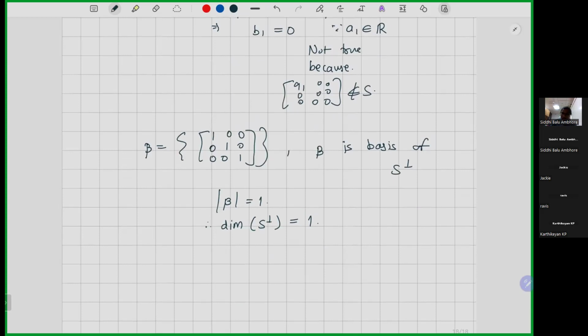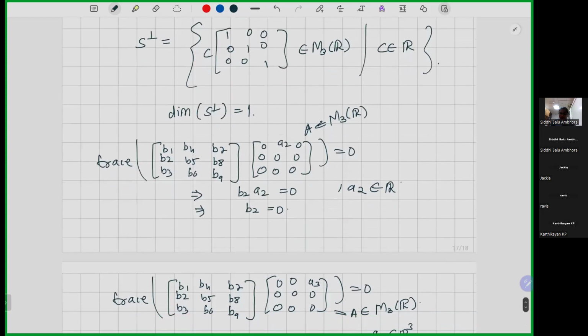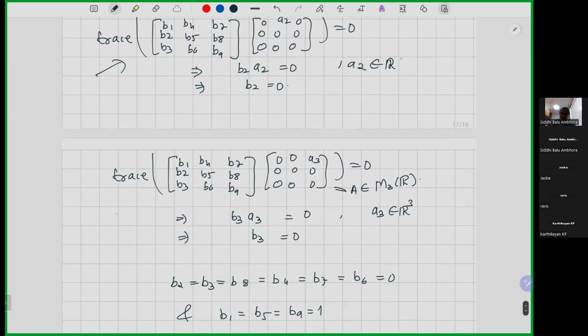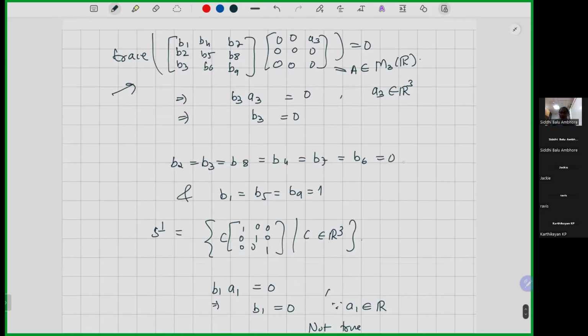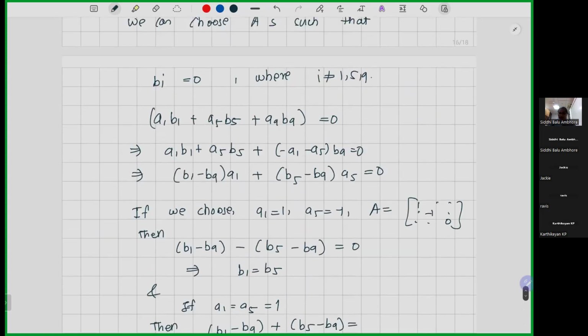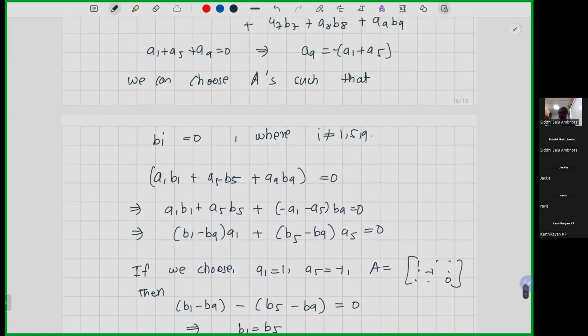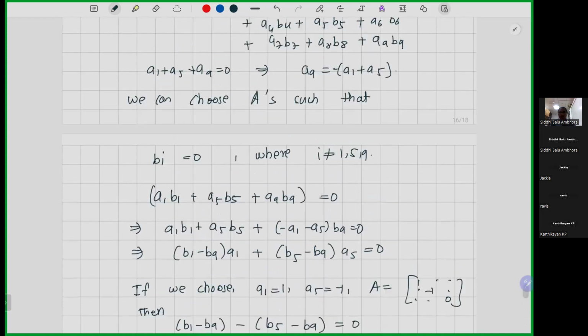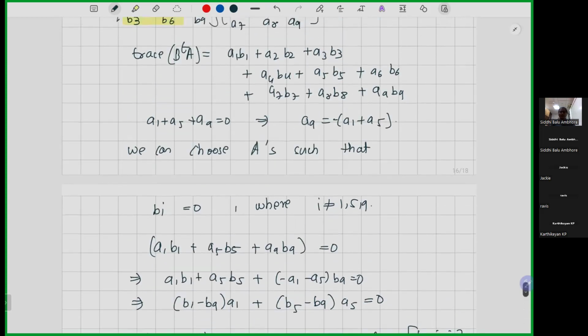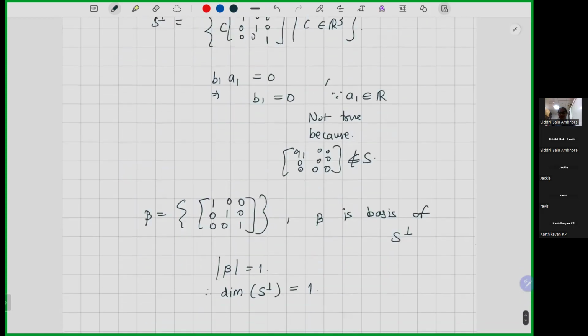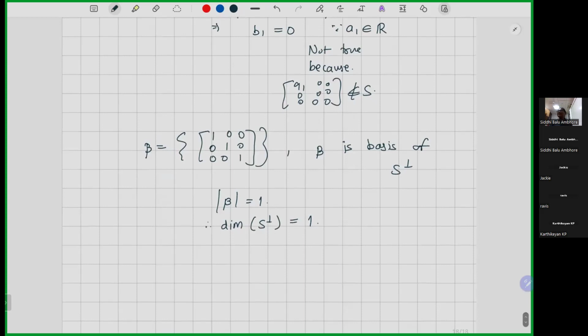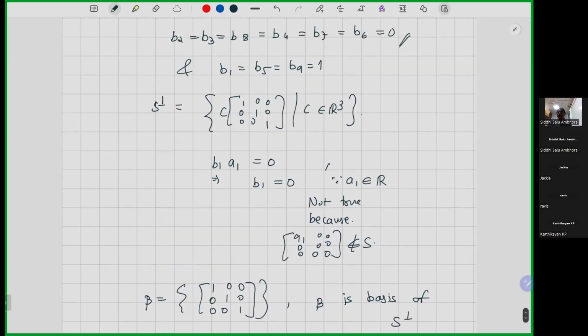Is it okay? After looking at this, this and this, you got the idea that these off-diagonal elements will be 0. And for the diagonal, what we did was this. This thing will follow for diagonals. Bi is 0, where i is not equal to 1, 5, 9. So I will reshuffle the notes for this, and you can see, but yeah, the dimension will be 1, that you can trust me on. Okay, is it fine now? Okay, great.